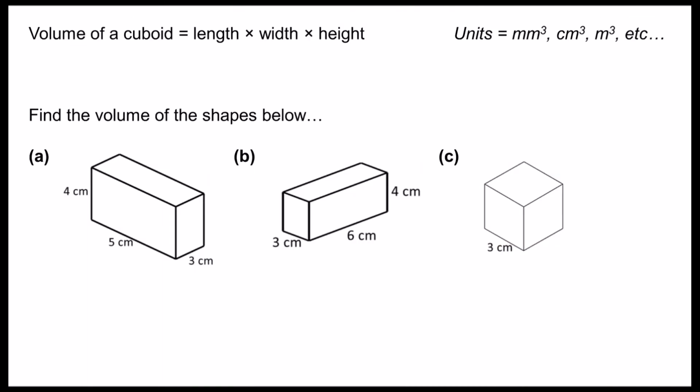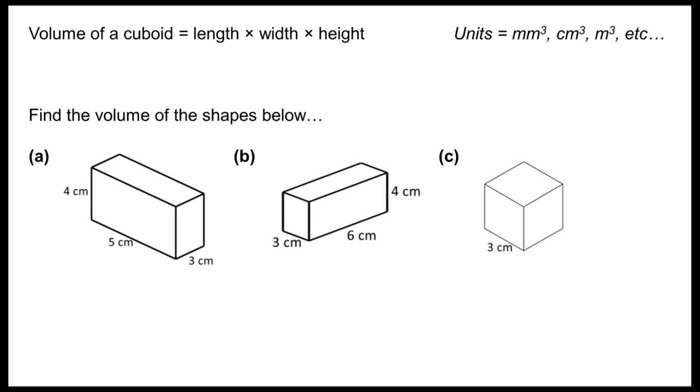So now thinking about cuboids, but where it's not split up into cubes to help us out. This time we need to think about the strategies we use to get our answer. To work out the volume of a cuboid, you simply do length times width times height, and then add the appropriate units to your answer.